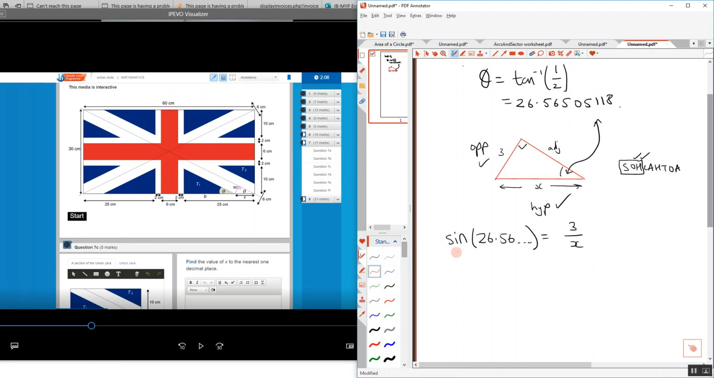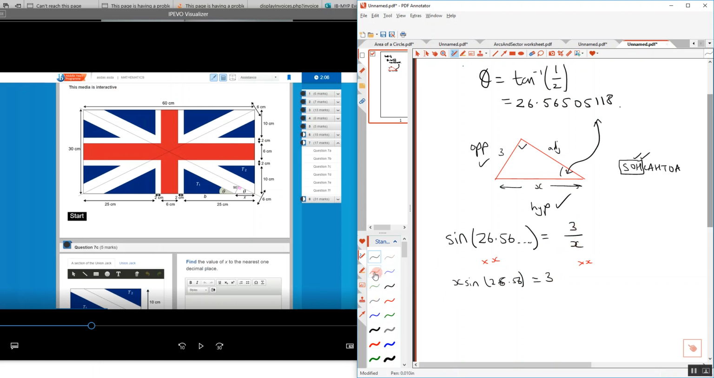Okay, so look, in order to do this, we want to get the x by itself, yes? The x is on the bottom here. The x is dividing. So how do I get rid of the x that's dividing? Multiply, okay? So I'm going to multiply both sides by x. If I multiply this by x, what do I get? Sine 26.56 multiplied by x. What do I have on the right hand side then? 3, because I'm getting rid of this x in the bottom.